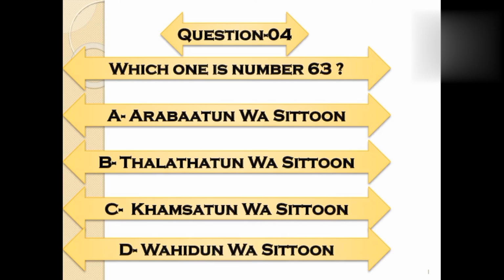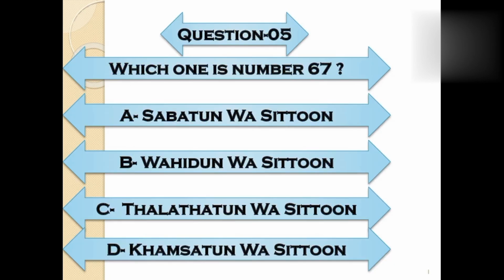Fourth question, which one is number 63? Options are A. Arabaatun wa Sittoon, B. Thalathatun wa Sittoon, C. Khamsatun wa Sittoon, D. Wahidun wa Sittoon. Fifth question, which one is number 67?